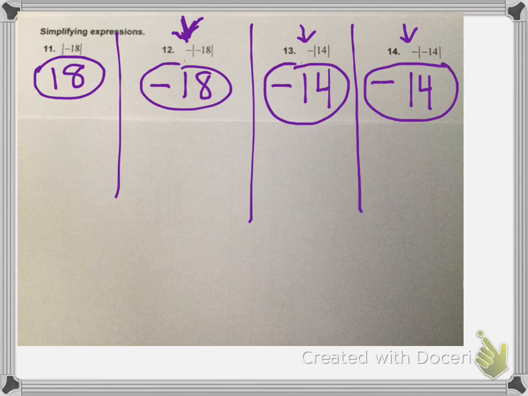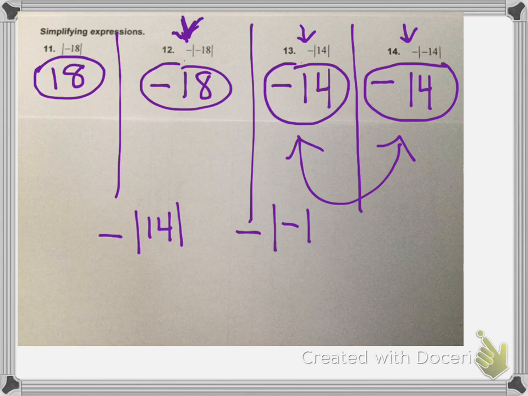Okay? Now I just want to show you, looking at numbers 13 and 14, if we were comparing those, if those were both of our options, if I had a question that said to compare the negative absolute value of 14 and negative absolute value of negative 14, well, this one was a negative 14, this one was a negative 14, so they would be equal, just going a little one step further. Even though they're two different questions, in the end they are exactly the same answer.